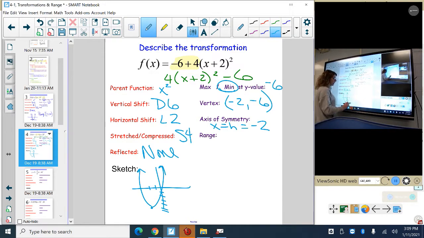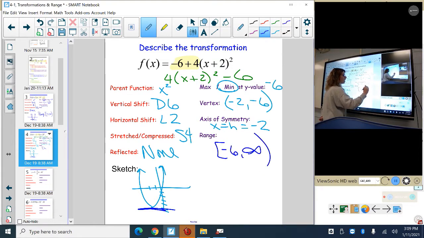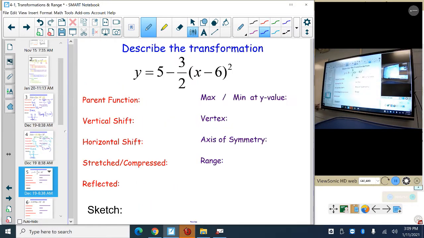And then my range, I'm going to read this thing from bottom to top. So where do I run into this graph? What y value? Well, the y value is the minimum, so that's going to be at negative 6, and it's going to go all the way to infinity. Okay? Let's keep on going.